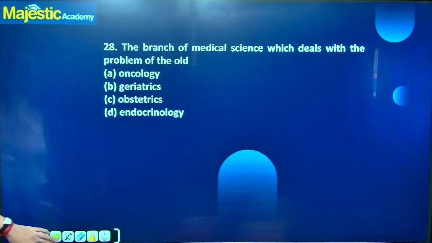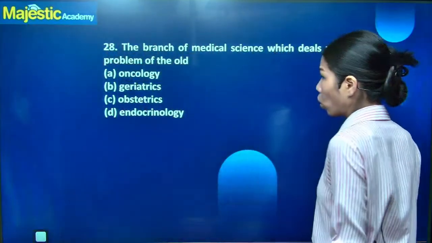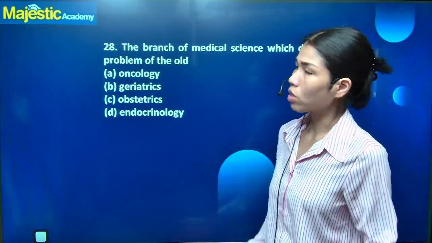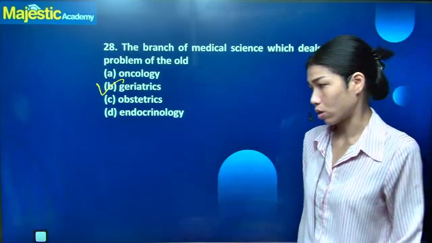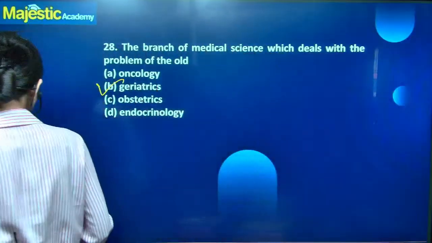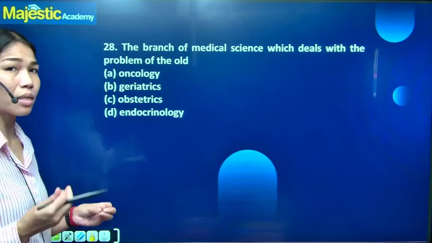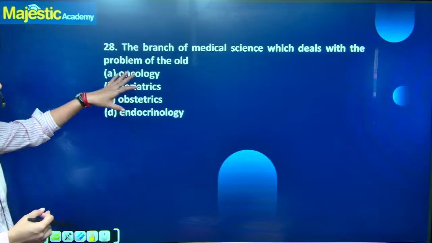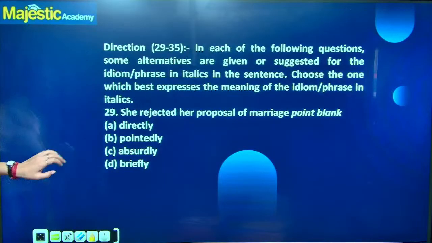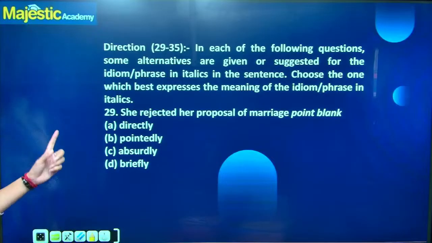Question number 28 says the branch of medical science which deals with problems of the old. Okay, the branch dealing with the problems of the old is your option B, that is geriatrics. Geriatrics should be the answer. Oncology, on the other hand, would be something related to cancer. Okay, something related to the treatment of cancer, that is your oncology. And obstetrics is related to, I guess, postpartum care of women, from the last question.